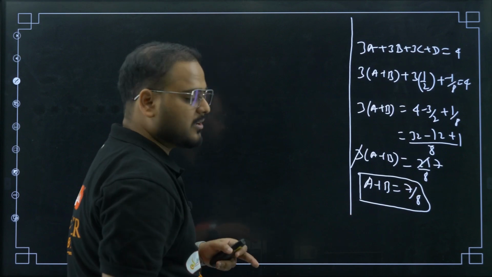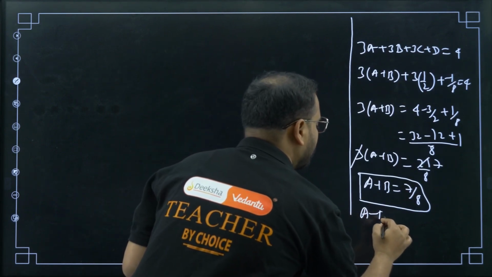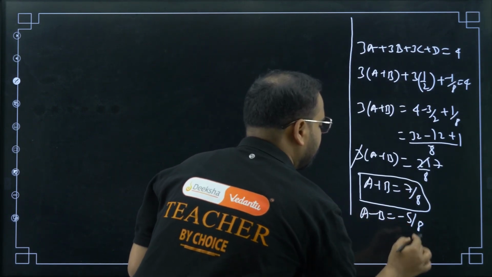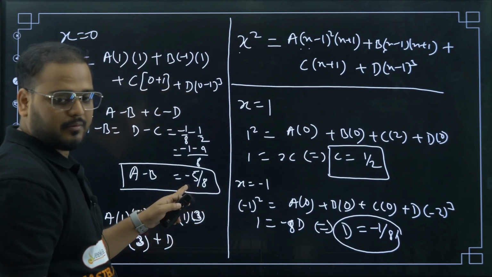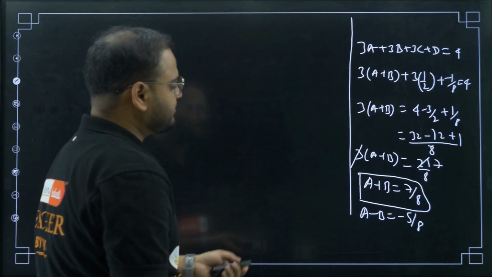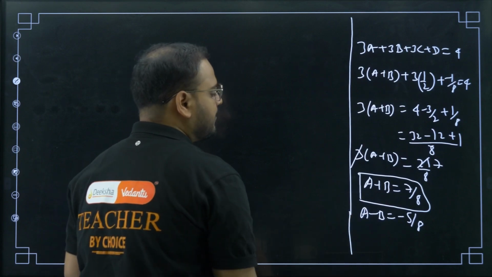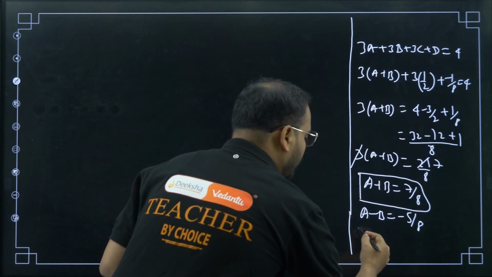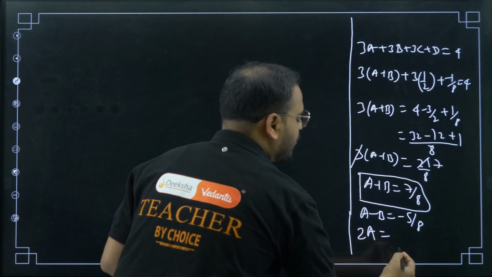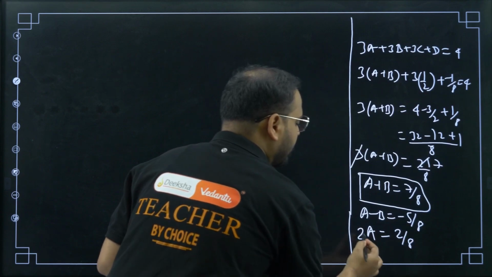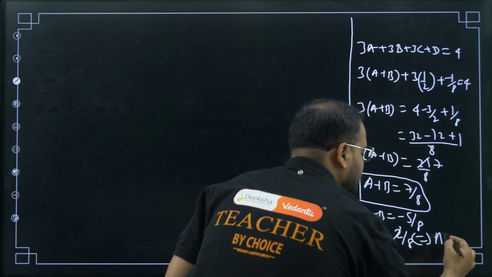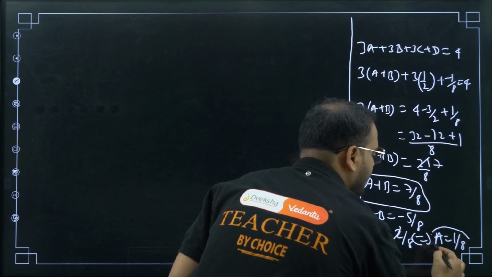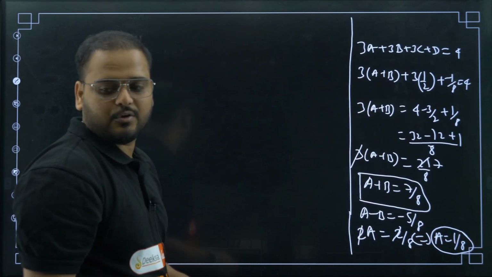My a minus b was what? a minus b was minus 5 by 8, I guess. Please have a look, a minus b was minus 5 by 8 over here. Add them. What are you going to get? I get 2a equals to 2 by 8. So I can cancel 2 and 2. So I get my a value from here as 1 by 8. So my a value is 1 by 8.